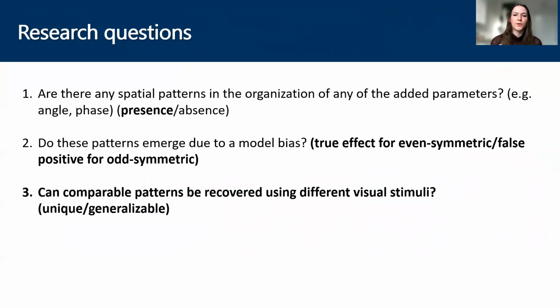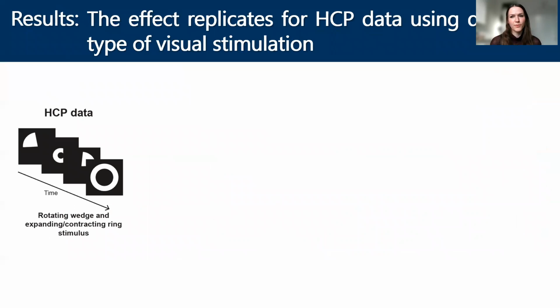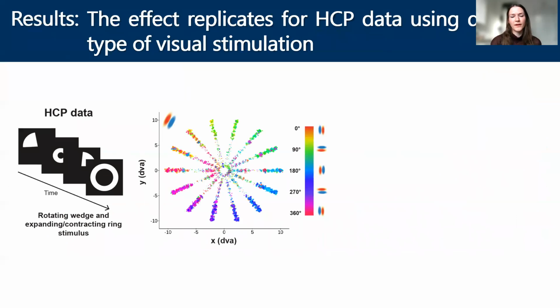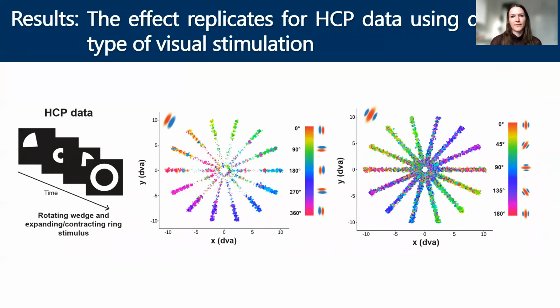Now, lastly, we wanted to know, can we replicate this using different types of visual stimulation? And for this case, we used the data from the Human Connectome Project, which were collected using the rotating wedge and expanding contracting ring stimuli. And once again, we replicate the results for both the odd symmetric Gabor filter fits and the even symmetric Gabor filter fits.